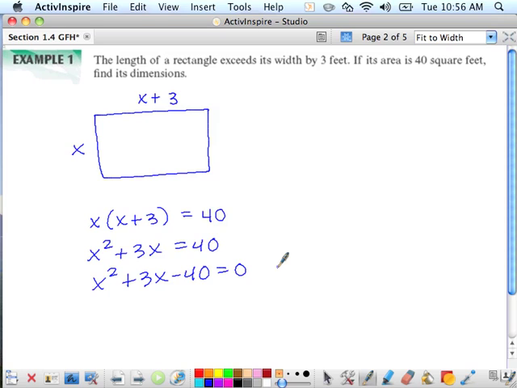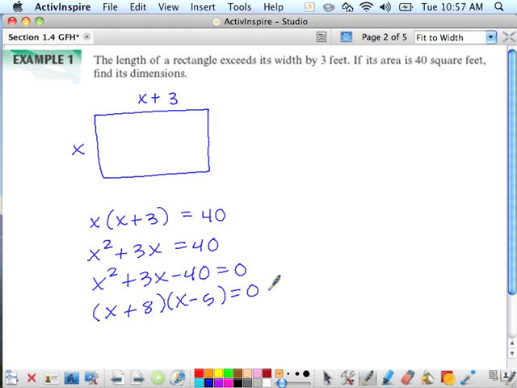Will that factor? Any ideas? 8 and 5. Let's try 8 and 5. So x and 8, x and 5. We need one minus, one plus to get a positive 3 in the middle. So how about positive 8, negative 5? And those are our 2 factors.